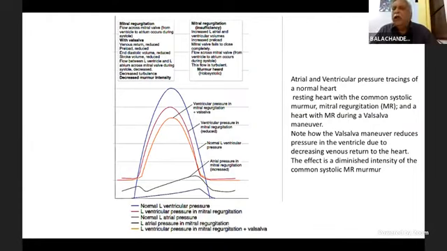Most of the times you don't have to demonstrate, but in case they ask in the exam, you can tell that this is the reason why there is a decreased murmur intensity with mitral regurgitation.